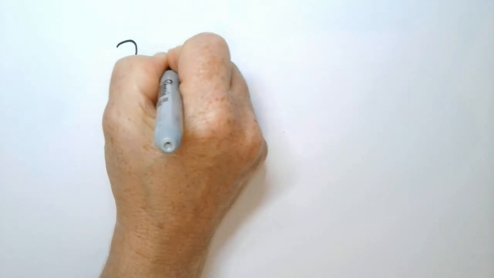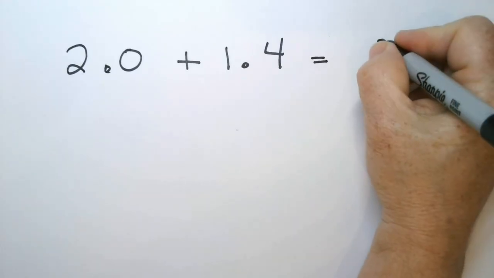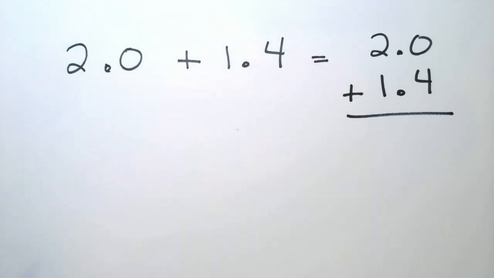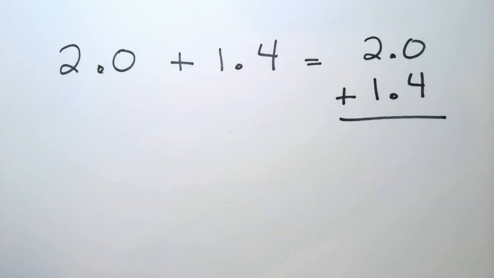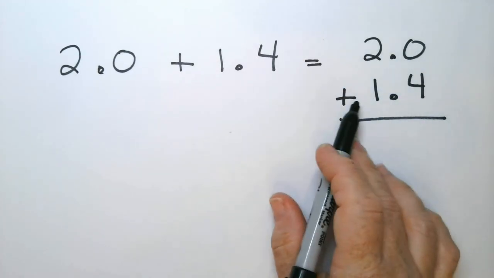Can you do 2.0 plus 1.4? Okay, so you're going to stack it up. Smaller number on the bottom, larger number on the top. Just take a look at how big and clear I'm writing and how easy it is. So it's really, really easy.